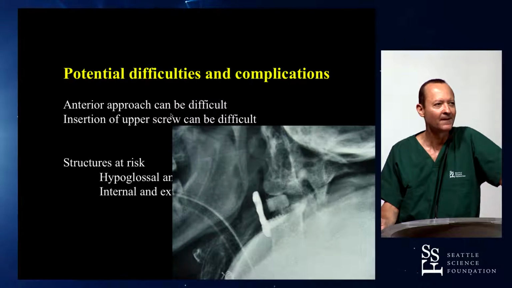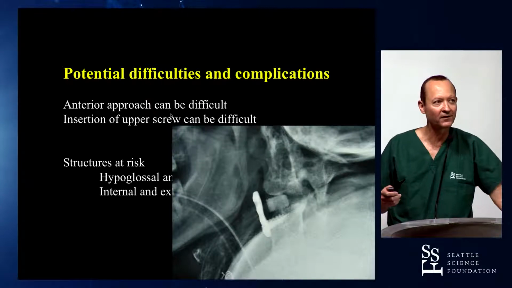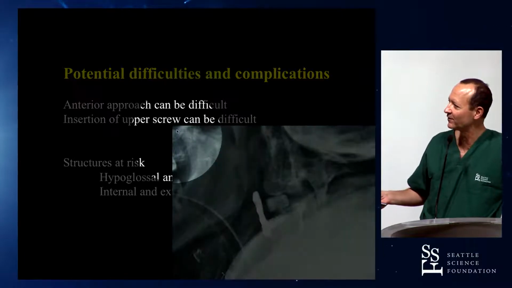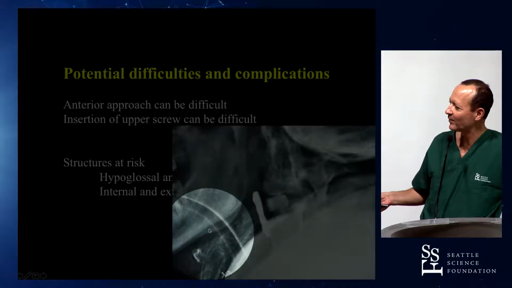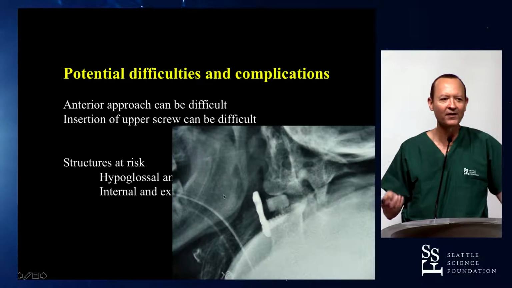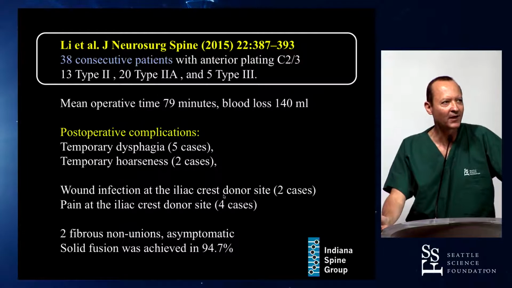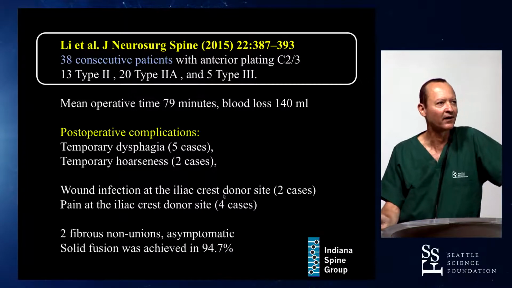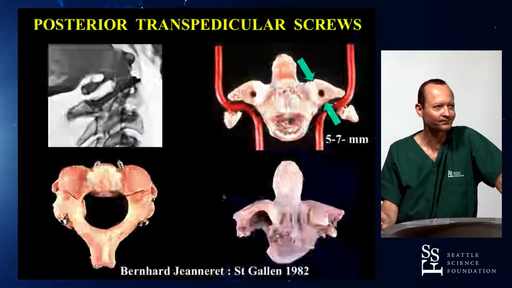This is actually a case of mine, not of a Hangman's fracture, but showing the significant difficulty with placing screws up at C2, as you see here. Couldn't put a screw in the upper part of this plate because of the mandible being right here. So these can be very difficult to treat anteriorly. And so because of that, there have been a number of case reports treating them posteriorly.